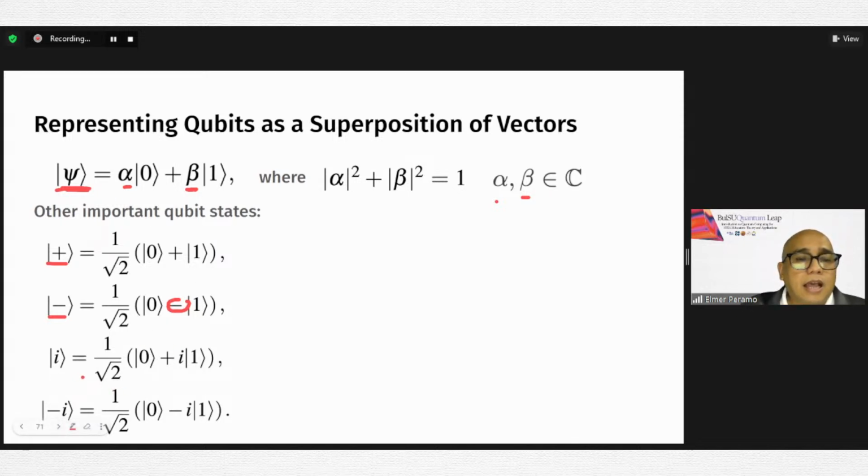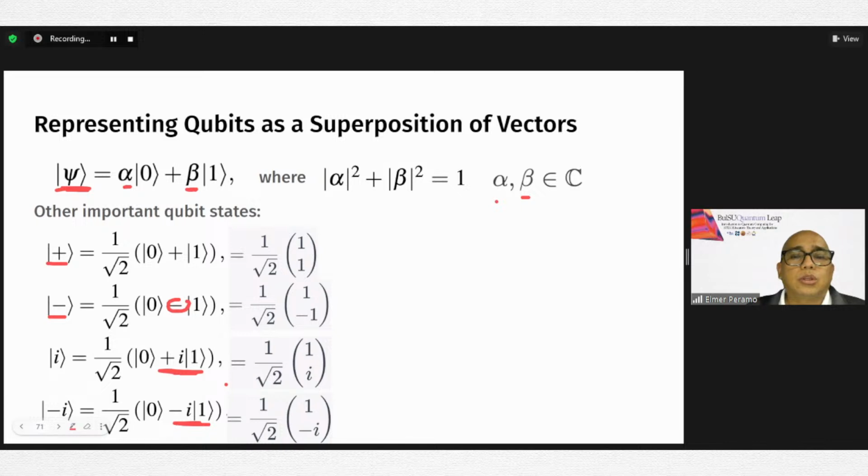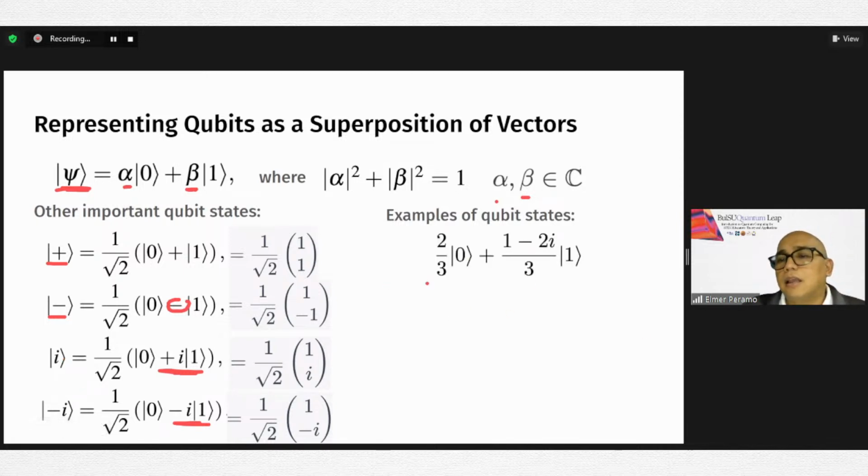And then ket i already has here the imaginary number, a complex number. And then ket negative i. So these are their representations. Now we include i's, so we have added additional important quantum states. Aside from ket 0, ket 1, we now have ket plus, ket minus, ket i, and ket negative i. So these are some examples of qubit states.